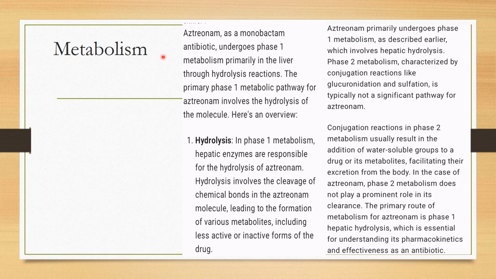Now we see the metabolism. Aztreonam, like monobactams, mostly undergoes phase 1 metabolic reactions in the liver, and in the liver hydrolysis of these monobactam drugs occurs. The phase 2 reactions, which involve conjugation, glucuronidation, and sulfonation, are typically not a significant pathway for aztreonam. Aztreonam only undergoes phase 1 metabolic reactions, particularly hydrolysis, and phase 2 reactions are not very significant in the case of aztreonam or monobactams.